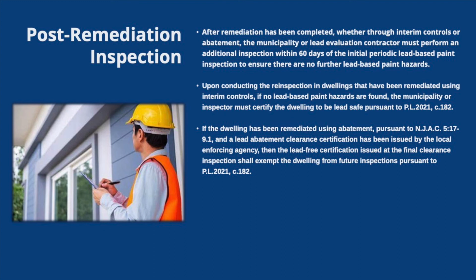Now, if the dwelling was remediated using abatement, all abatements have to follow NJAC 5:17, and a lead abatement clearance certification would be issued by the local enforcing agency. Clearance would have been performed by a lead evaluation contractor. So when there's been remediation through abatement, a lead-free certification is what's issued at the end of that.